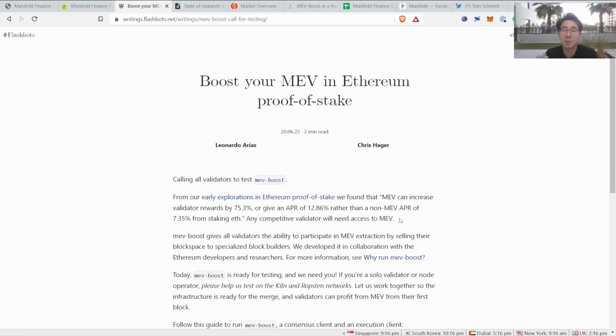Now, why is this important? Because as a validator, you want everyone to stake their ETH with you, right? So if some other validator is able to offer much higher APR, then you are definitely going to lose out in the long term. And this will create a very huge centralization risk.